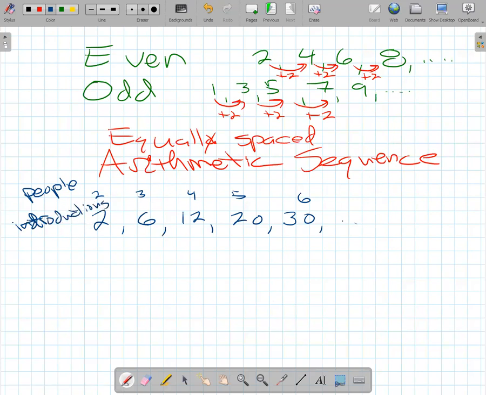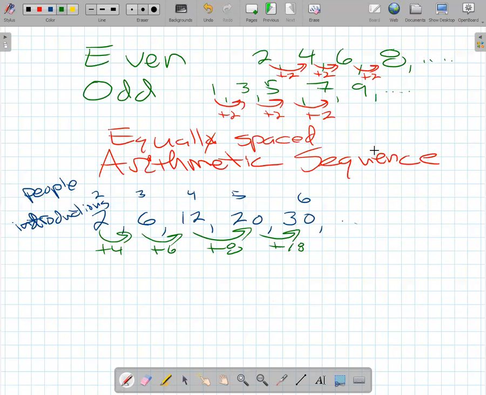This doesn't fit the pattern where they're the same space apart, right? So if we look at how you get from 2 to 6 with addition, you would add 4. From 6 to 12, you would add 6. From 12 to 20, you would add 8. From 20 to 30, you would add 10. So with an arithmetic sequence, it's got to be the same number in between. But here, the number in between is increasing as we move along.